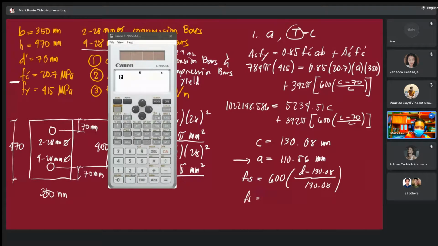D is 400, right? Excuse me, 130.08 over 130.08. The same value with minus. So this is equal to... obviously, way beyond the value of Fy here. So it really yielded, still in tension.